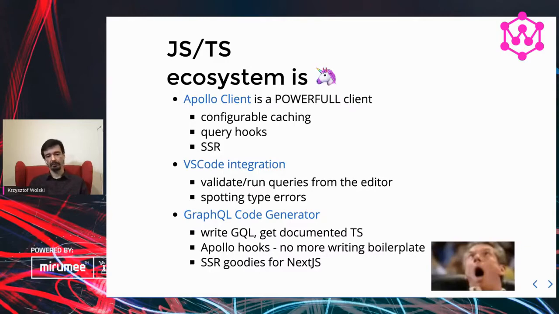And the last thing which made me the most excited was CodeGen, GraphQL code generator. You write GraphQL and you get fully documented TypeScript. If your schema has good descriptions, then you will see those in the TypeScript code. It has many plugins. For example, for Apollo hooks, you don't need to anymore write boilerplate for typed queries. It can be generated automatically with documentation. And there's also helpers for server-side rendering with Next.js.